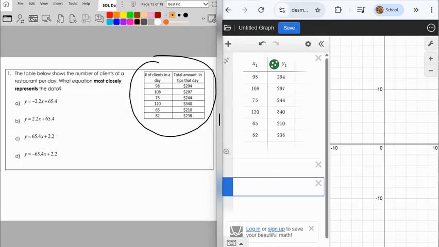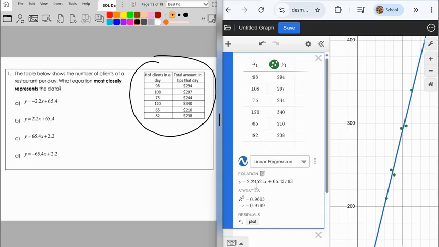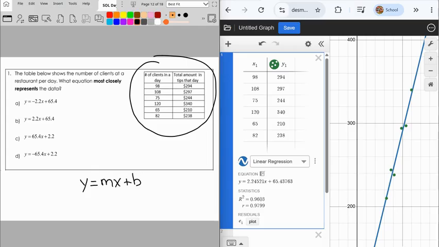The next step is you're going to push the magnifying glass, and there you go, and you can see your scatter plot show up there. Then you're going to push these dots up here, and bam, it gives you an equation right here, and this is in slope-intercept form. Y equals mx plus b.